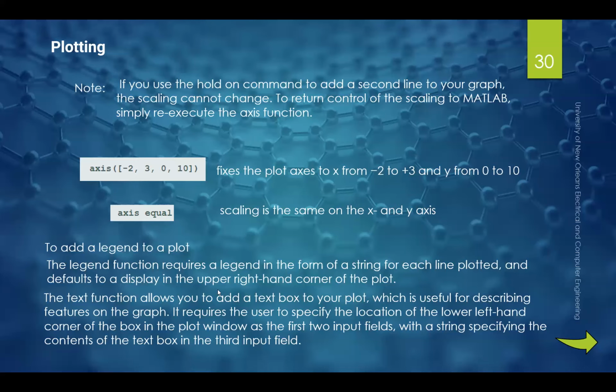Also, to add a legend to a plot, we can use the legend function. It requires a legend in the form of a string for each line plotted. And the default display, if you remember, is in the upper right hand corner of the plot. The text function will allow you to add a text box on your plot, which is useful for describing features.